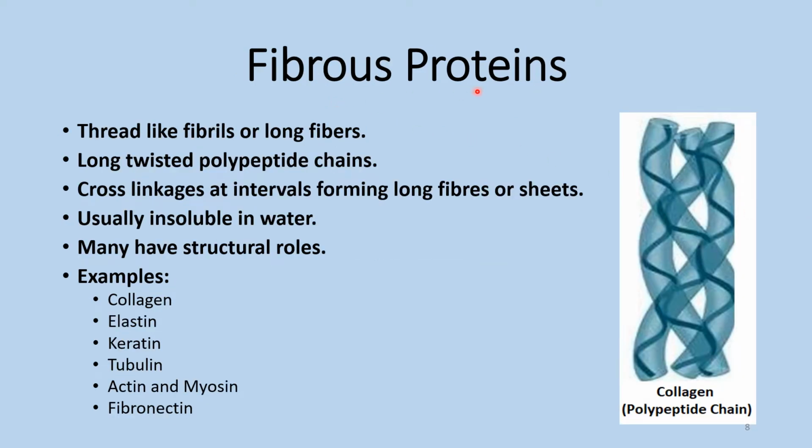While the fibrous proteins have thread-like fibrils or long fibers, long twisted polypeptide chains with cross linkages at intervals forming long fibers or sheets, usually insoluble in water, and many have structural roles, and they are generally found in the extracellular matrix. Examples are collagen, elastin, keratin, tubulin, actin and myosin, and fibronectin.